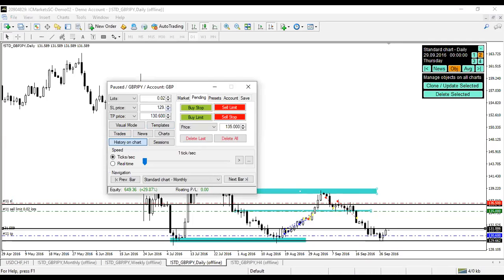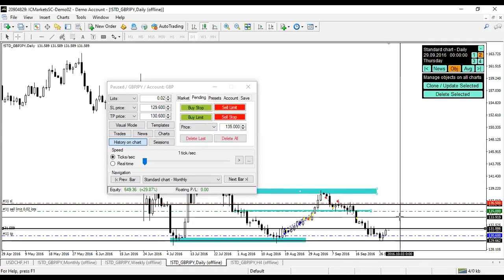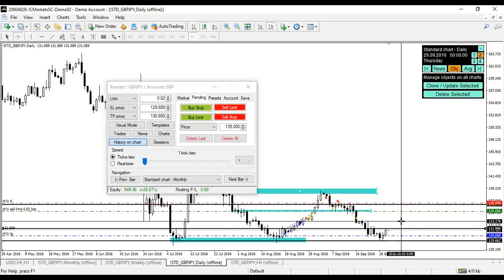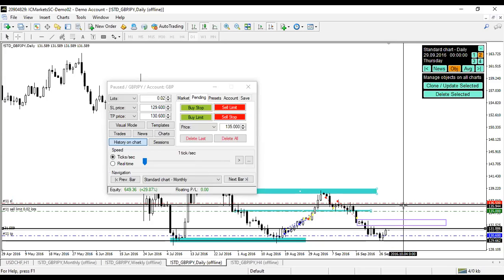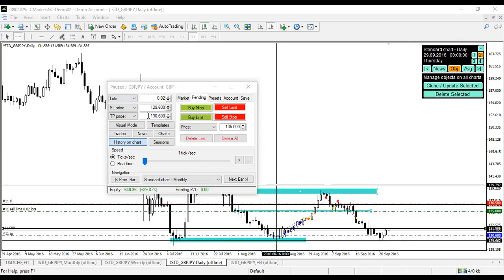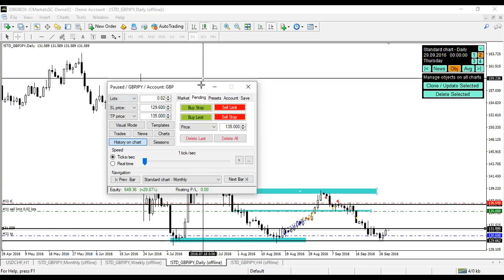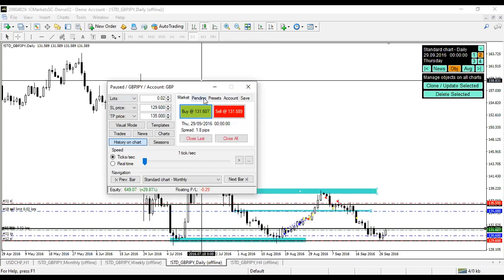129,600 is our stop loss, and we are targeting this area, 135. I think it's better if we target this area for half position. This is a minor level. Let's see what happens. We are targeting 135. So we are going with a buy order here.